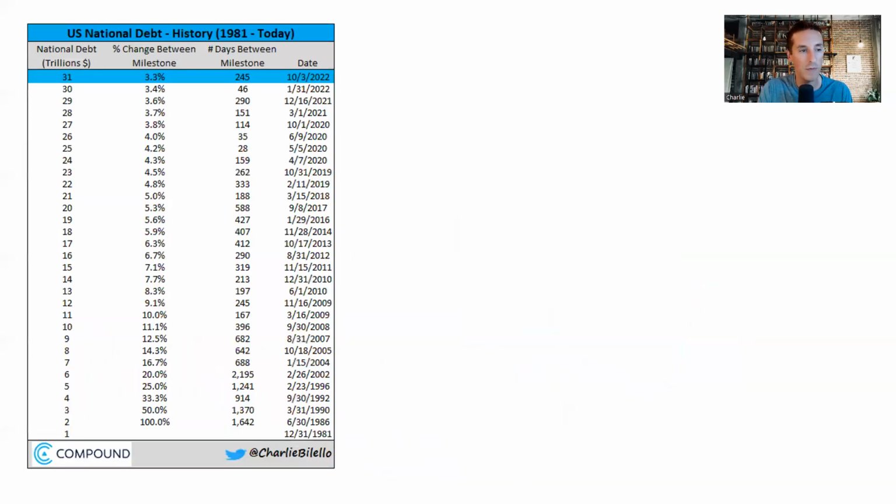I put together this table of debt milestones. And as you can see, over the past few years here, we've seen a number of trillion-dollar milestones. So each of these are a trillion-dollar increase in national debt.